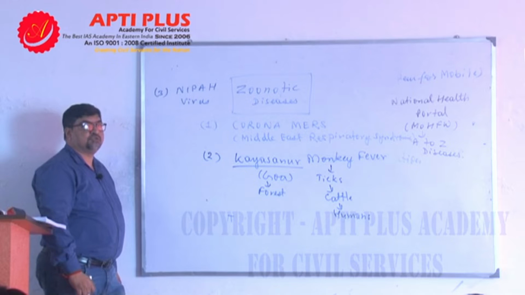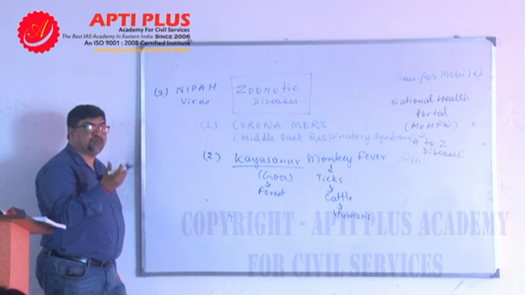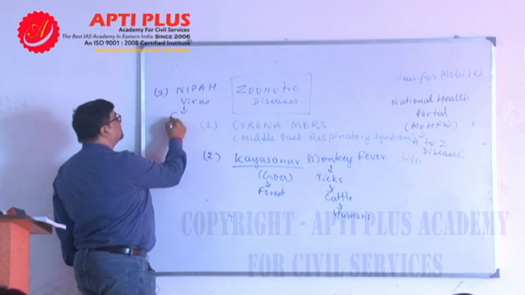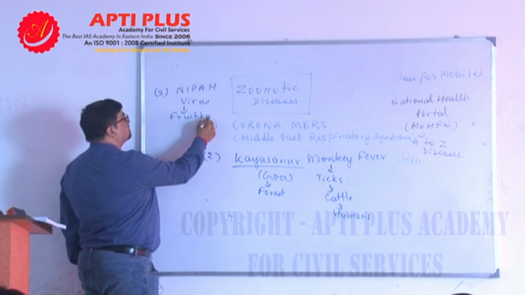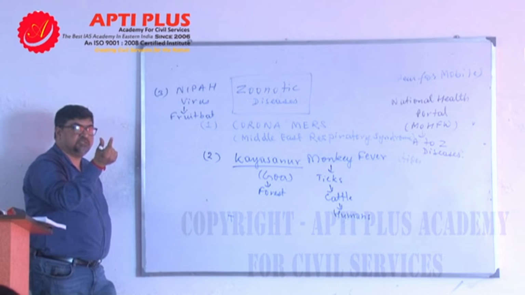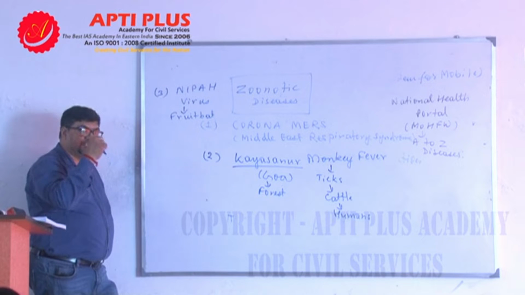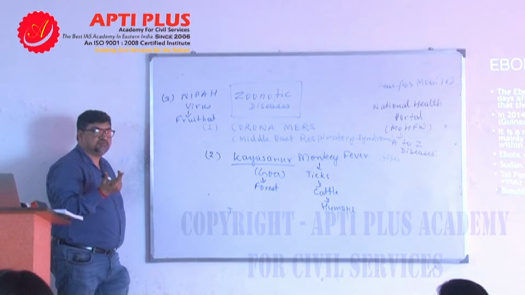Nipah, where? Indonesia, Malaysia. And it was seen where? Kerala. And from where? Fruit bat. The fruit bat on the date palm, through fruit, it can go to pig and animals, and from there to humans, or directly from the date palm sap. So by drinking that kind of drink, humans can get infection, right?